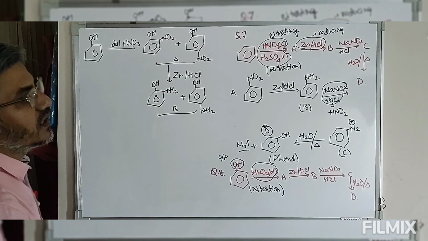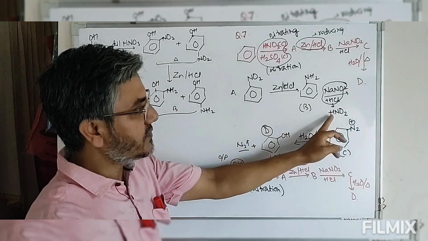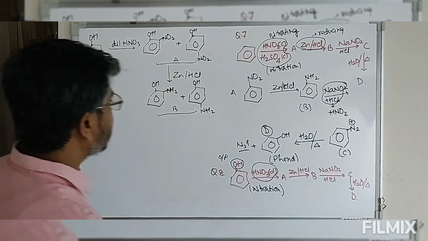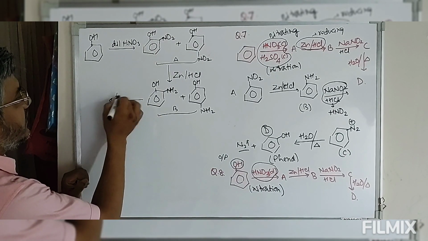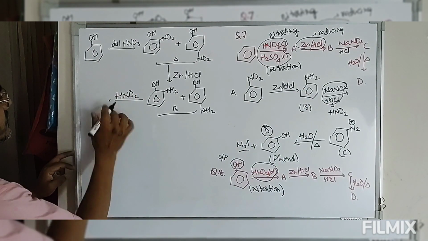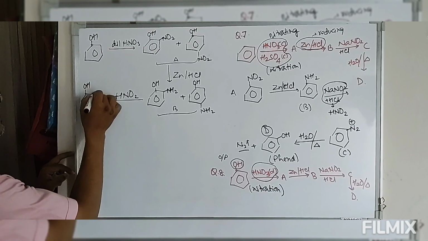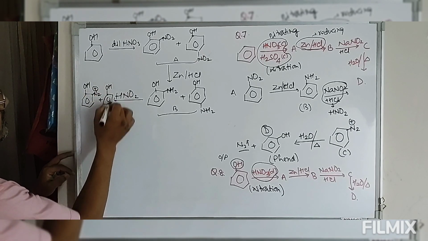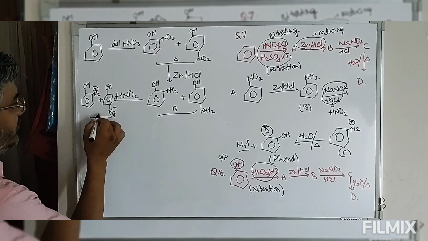Now this B reacts with sodium nitrite HCl. So sodium nitrite HCl gives you nitrous acid. This nitrous acid converts aniline NH2 into diazonium. So this reacts with nitrous acid, that is nothing but a mixture of sodium nitrite and HCl. When this gives you OH N2 plus, so we have benzene diazonium. So this is our compound C.